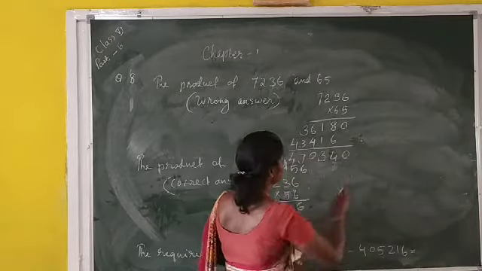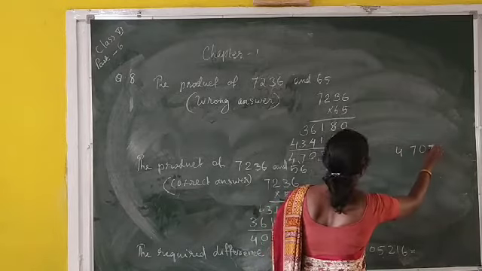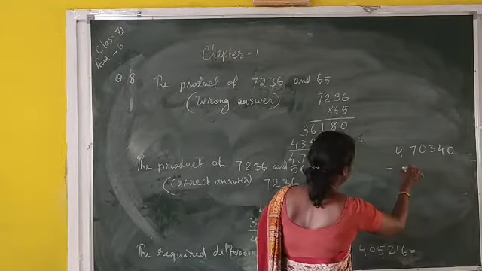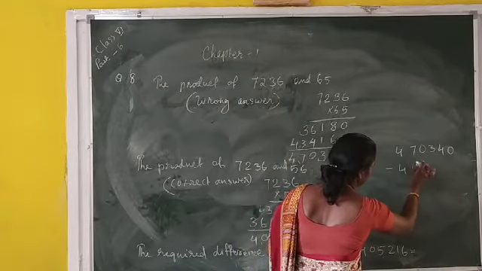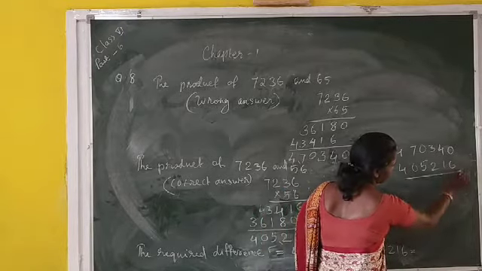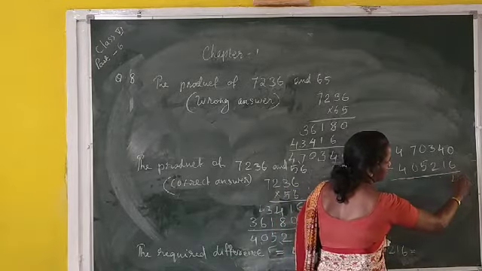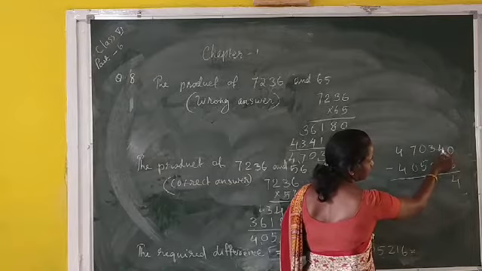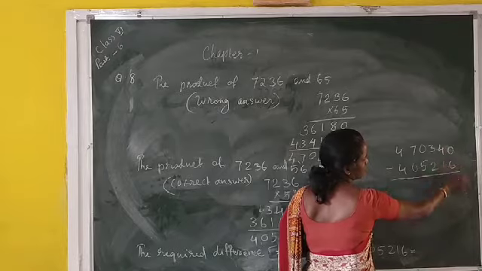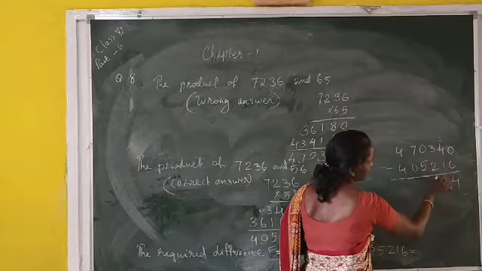First we can subtract here 4,70,340 minus 4,05,260. Look, subtract these numbers. 0 minus 0, 0. Then we take 1 from 4, then 10. 10 minus 6, 4. Here balance which number? 3. 3 minus 1, 2. Here 3 minus 2, 1.